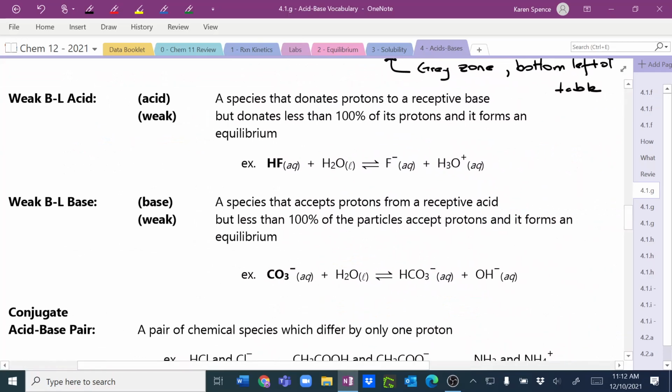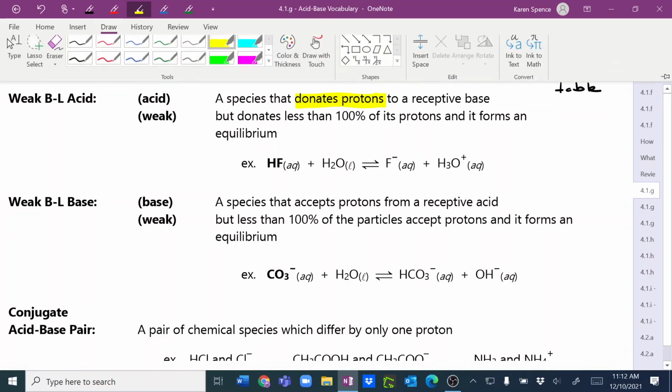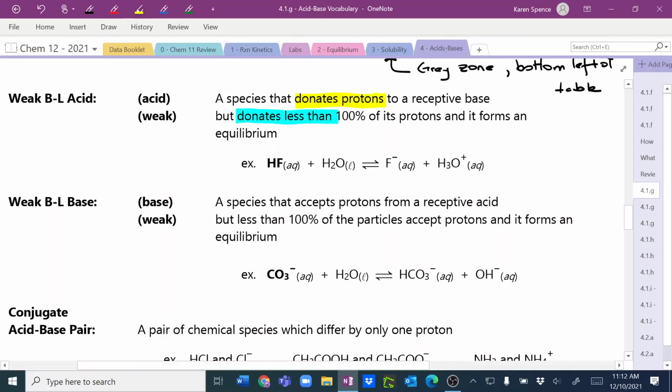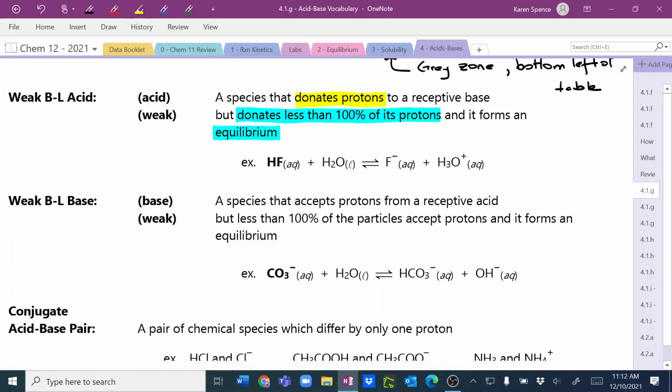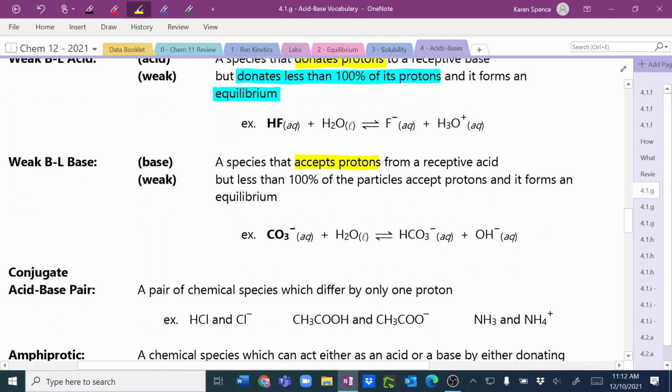Weak Bronsted-Lowry acids. They are proton donors, but they donate less than 100% of their protons, and it forms an equilibrium. The Bronsted-Lowry base accepts protons, but if it is weak, less than 100% of the particles accept protons, and we get an equilibrium.